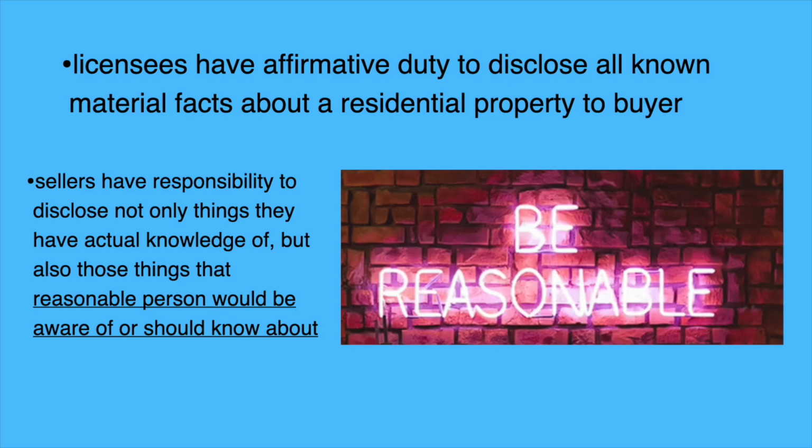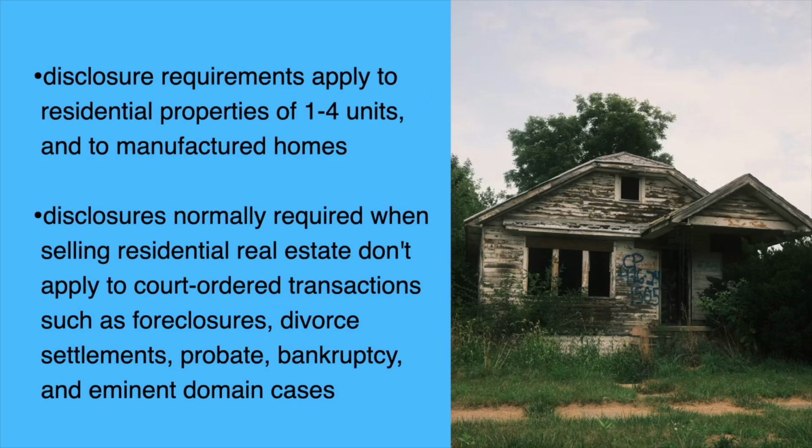Licensees have an affirmative duty to disclose all known material facts about a residential property to a buyer. Sellers have a responsibility to disclose not only the things they have actual knowledge of, but also the things that a reasonable person would be aware of or should know about. These disclosure requirements apply to residential properties of 1 to 4 units and to manufactured homes.